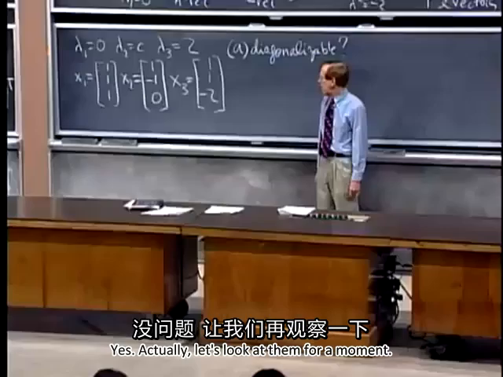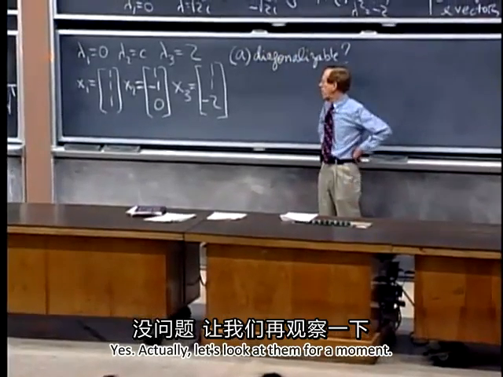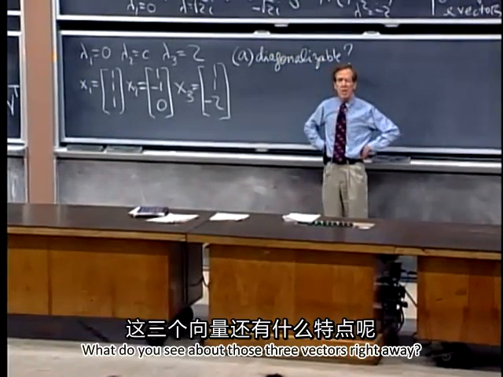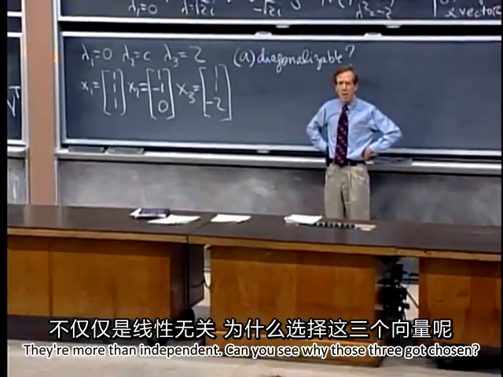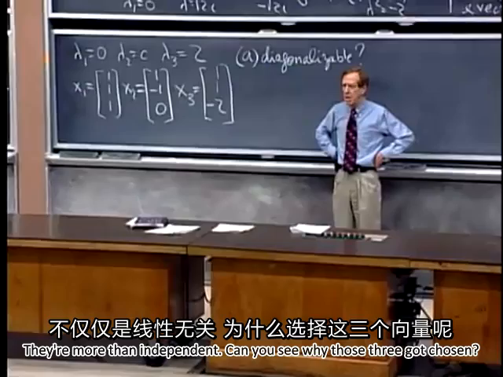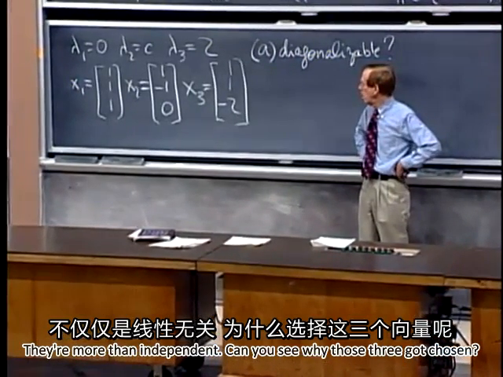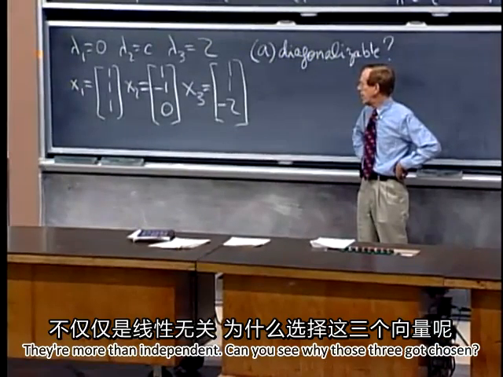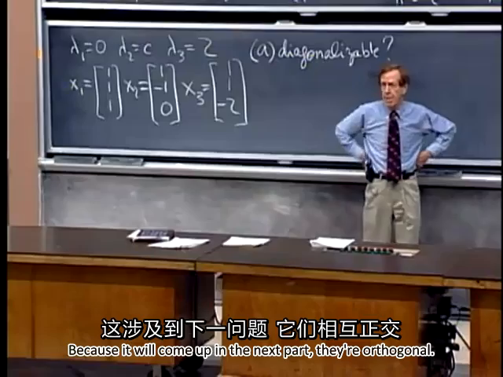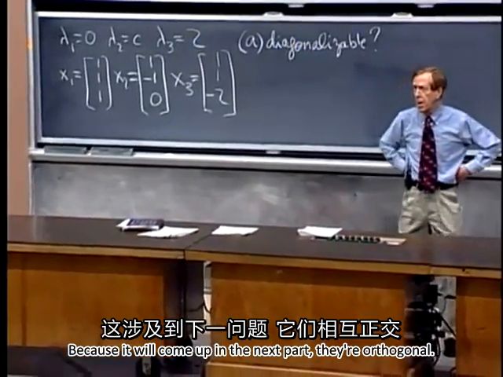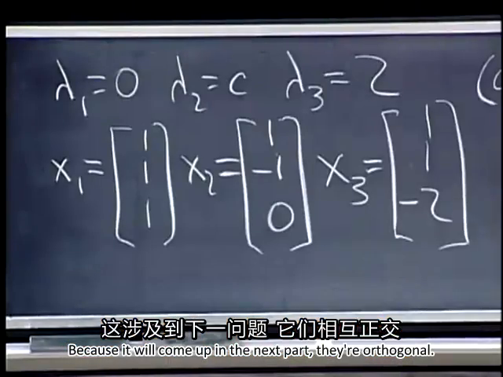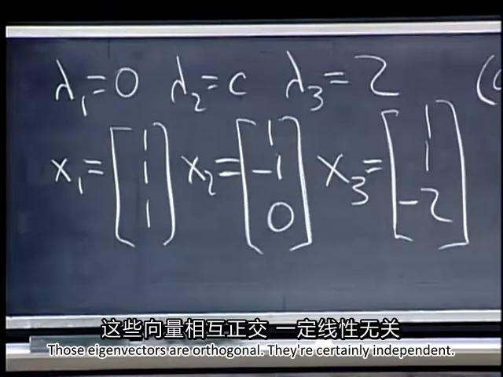Yes. Actually, let's look at them for a moment. What do you see about those 3 vectors right away? They're more than independent. Can you see why those three got chosen, because it'll come up in the next parts. They're orthogonal. Those eigenvectors are orthogonal.